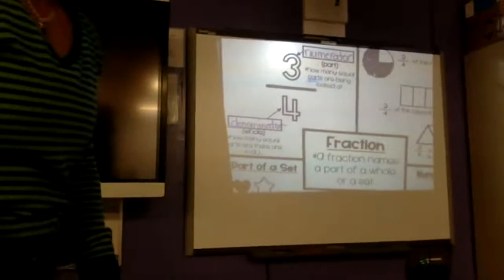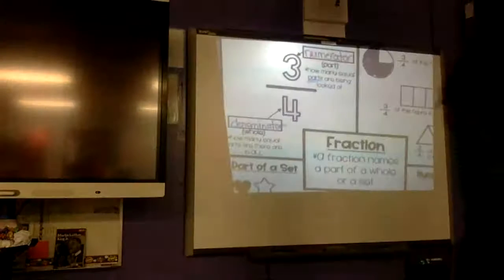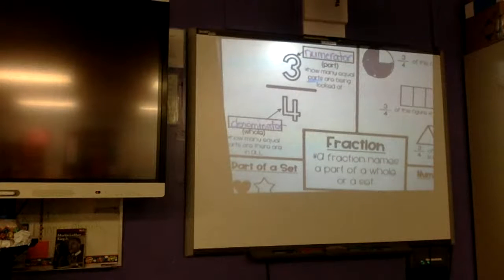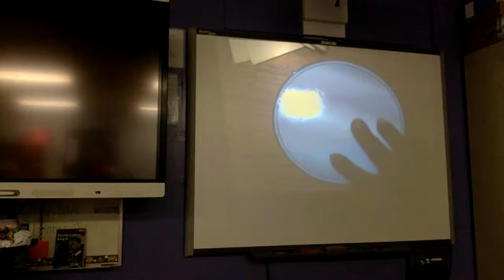All right. So now let's look at some wholes, because this was the part that I saw a struggle with last week. So we're going to watch Missy first. All right, so this is my pizza pan. This is my beautiful pizza pan, everybody. See it?